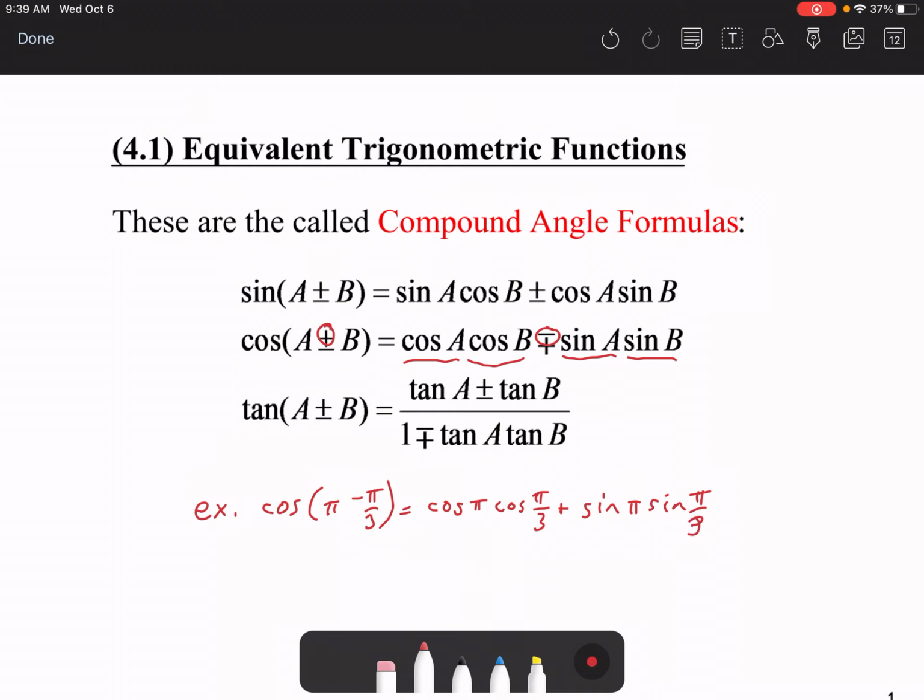Now, we are hoping that you will actually memorize these formulas right here. It's not necessary to actually memorize all of them. I'd say memorize the first two, and you can figure out the third one just by realizing sine divided by cosine is tangent.